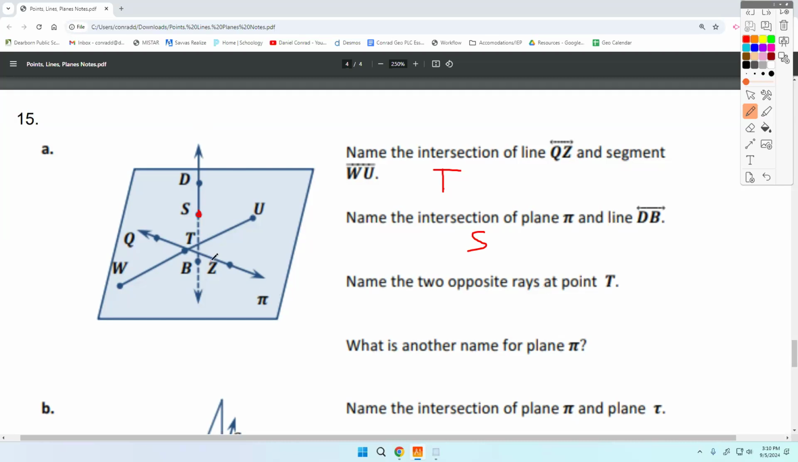Two opposite rays at point T, that would be TQ and TZ.